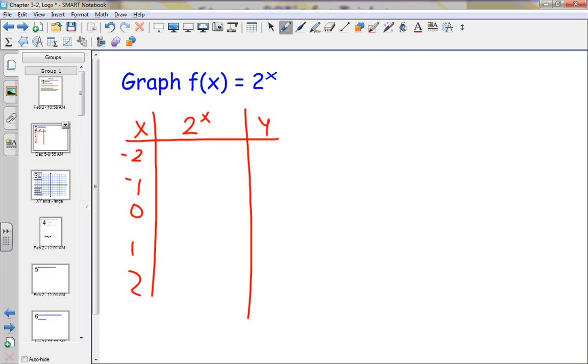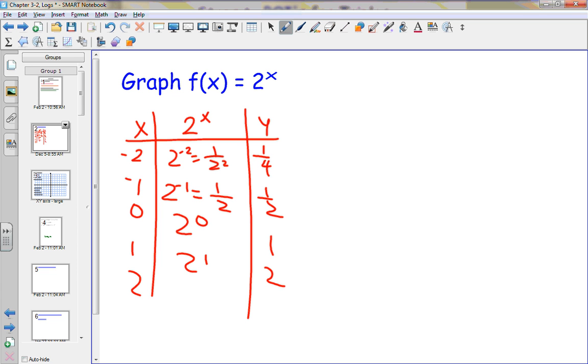This is something we've been doing for how long now? You guys should have this function memorized. Okay? 2 to the -2 gives you 1 over 2 squared, which gives you 1/4. 2 to the -1 gives you 1 over 2, which gives you 1/2. 2 to the 0 is 1. 2 to the first is 2. 2 squared is 4.